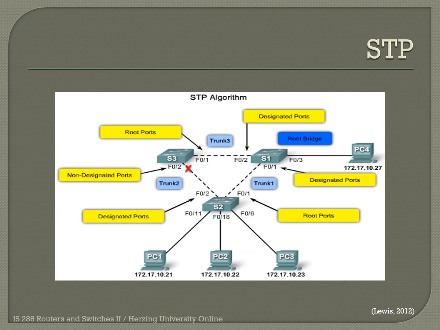So why was F02 on S3 blocked instead of F02 on S2? We'll answer this question next in our discussion on how the root bridge is elected.